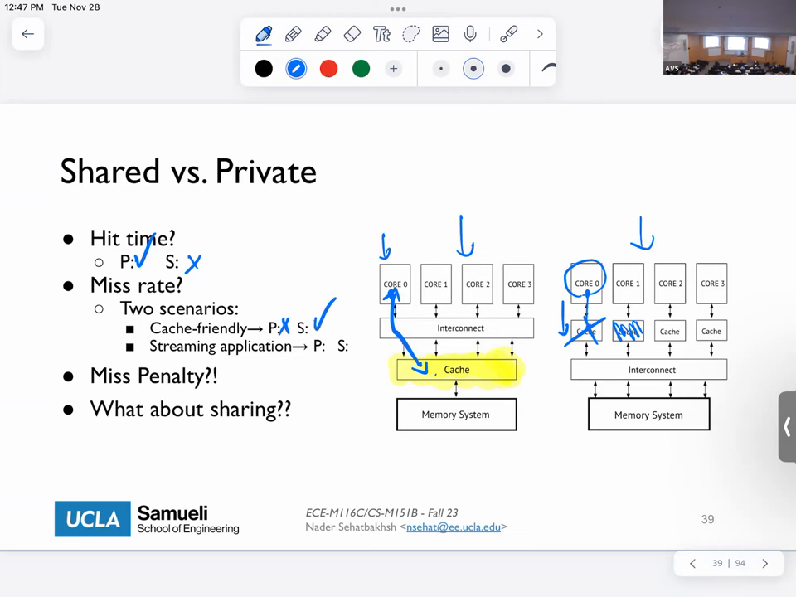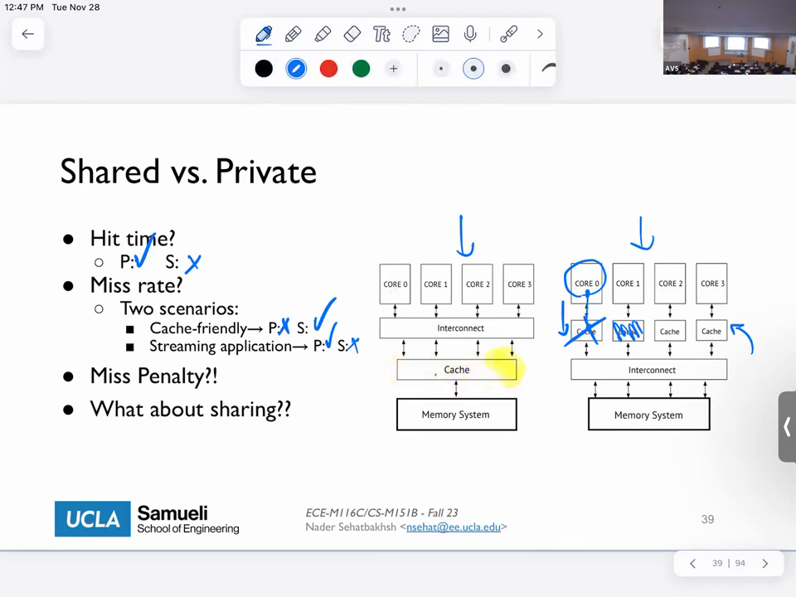And then for the streaming application, for those applications that do not really use any cache, we go back to this private one because the private one performs better. The reason for this is that if I have an application that's hugging the entire cache, it will produce lots of pollution, which other cores will also suffer from.